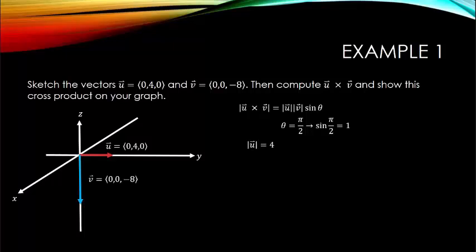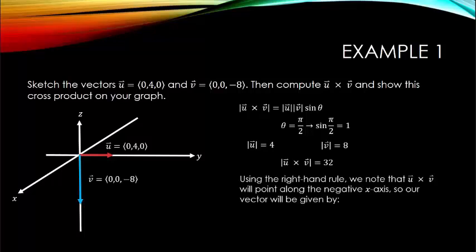The magnitude of u is 4. The magnitude of v is 8. So the magnitude of my cross product is 32. Using the right-hand rule, we note that u cross v will point along the negative x-axis, so that our vector for our cross product will be given by u cross v is equal to negative 32, 0, 0 in component form. My cross product vector will lie entirely along the negative x-axis.